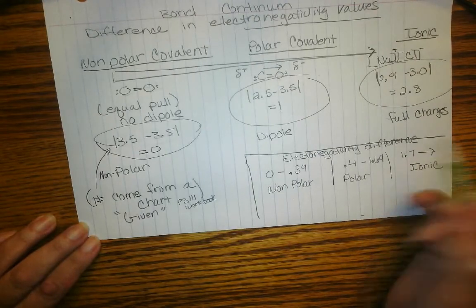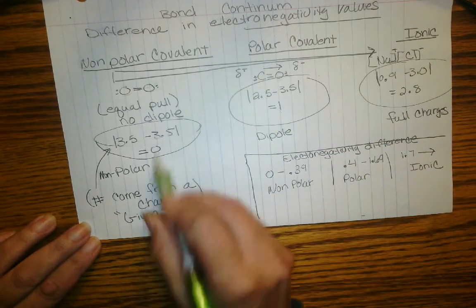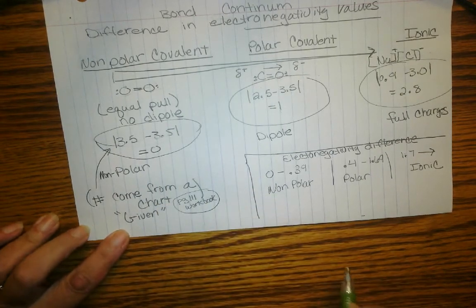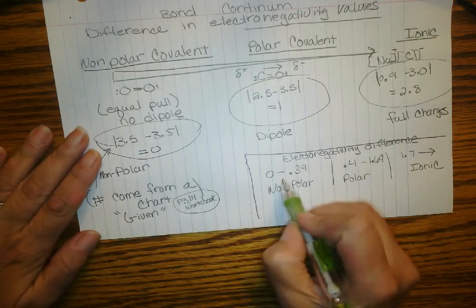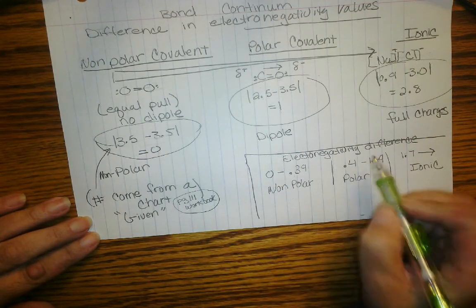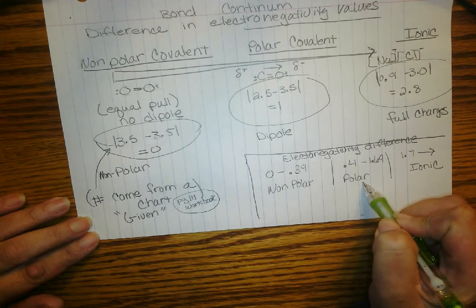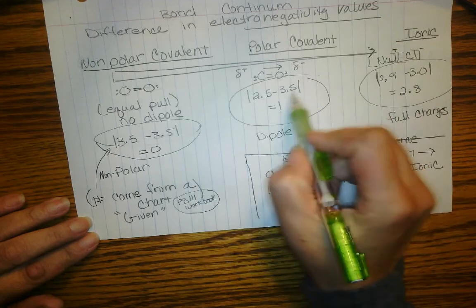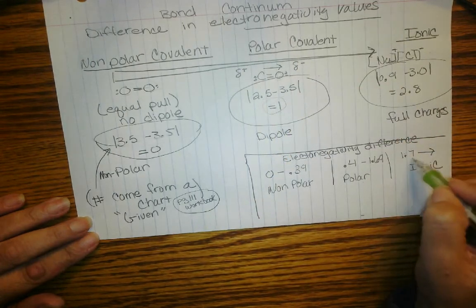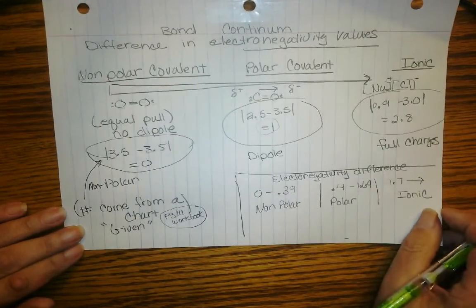So what do these electronegativity differences mean? Well, first of all, they come from a chart. That's on page 111 of your workbook. And if I have a difference of 0 to 0.3, I have a nonpolar molecule. 0.4 to 1.69, that means I have a polar molecule. And see right here, I'm at my polar covalent. I have a 1 there, and 1.7 and above means it will be ionic. Okay?